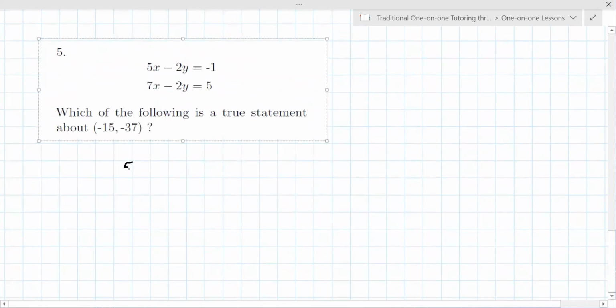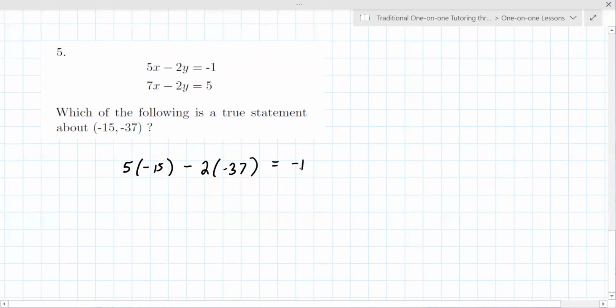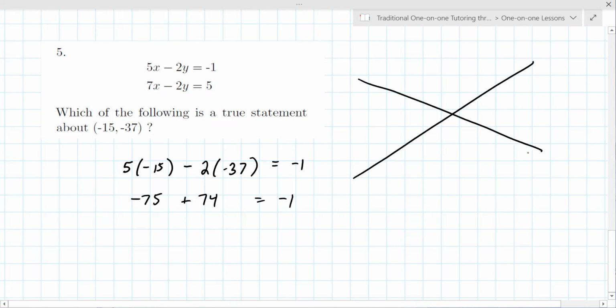And that's where it's not ideal, because there's a lot to do here. So 5 times 15, -15 is -75. 2 times -37 is +74. So that works. Okay. Now again, this is kind of interesting, and this is kind of an advanced thing, but you're totally capable of doing this. Since it works in the first equation, and let's call this equation 1, since it works in the first equation, we automatically know that it is not on the second equation.